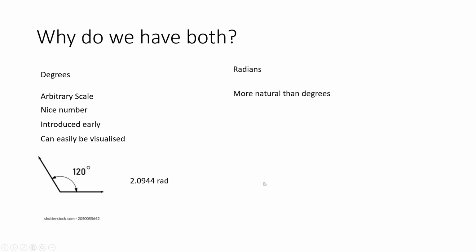Radians, on the other hand, are more natural than degrees. They use part of the circle as their definition instead of arbitrarily picking a number, which is also why radians are used more than degrees in higher level maths, and is also a reason why radians are introduced later. And lastly, in radians, we get π, which is kind of cool, so that's why we use radians.